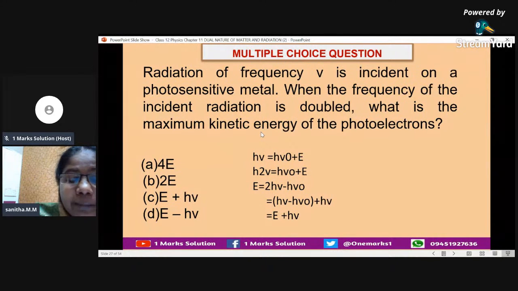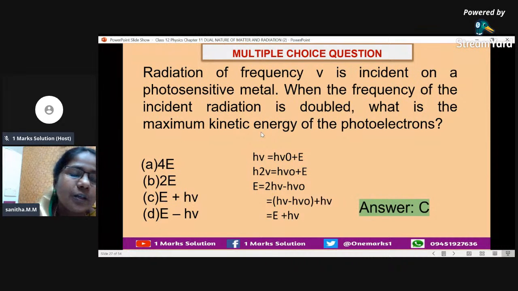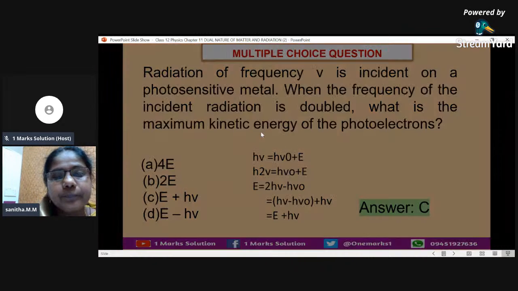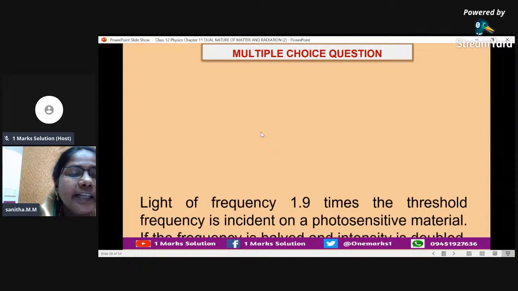From the first equation, H nu minus H nu 0, we are getting E. So you can just substitute in that. You will get the equation E plus H nu. So when it is double, the answer will be E plus H nu. So please note it. This is also very important. The option C. Now let us move on to the next question.